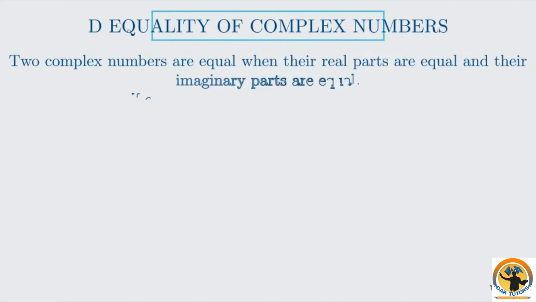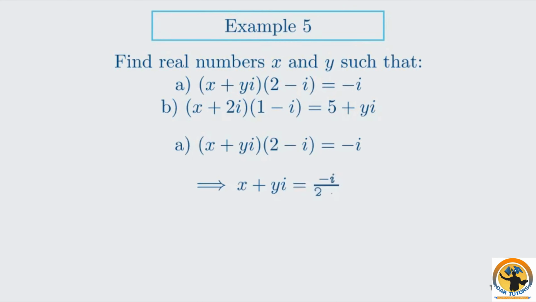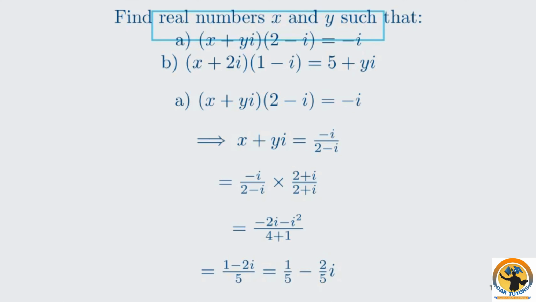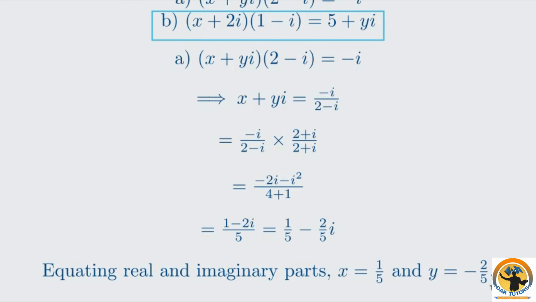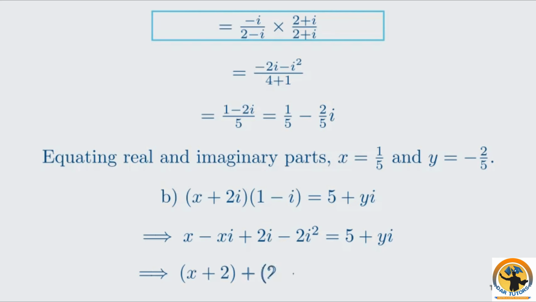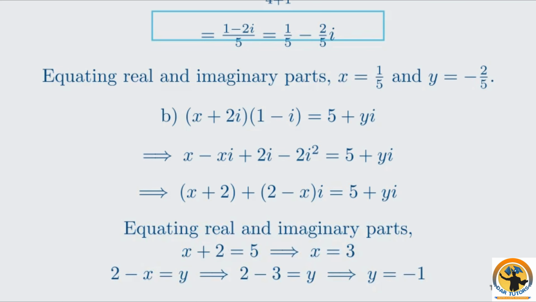Let's move on to the equality of complex numbers. Here's an example of how to use this property. For part A, we first simplify the left side. Now, equating real and imaginary parts, we find x and y. For part B, we expand the left side. Equating real and imaginary parts gives us a system of equations.